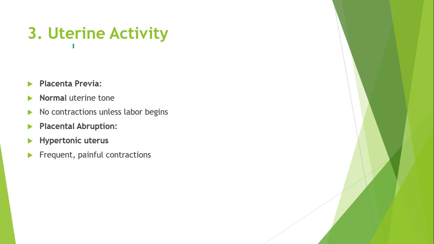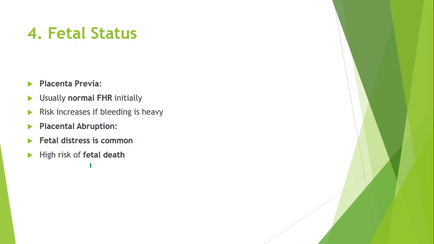So let's move to the differences in the uterine cavity. In placenta previa, there's normal uterine tone, no contractions unless labor begins, while in placenta abruptio, the uterus is hypertonic. There are frequent painful contractions.